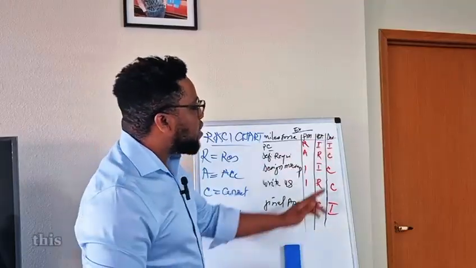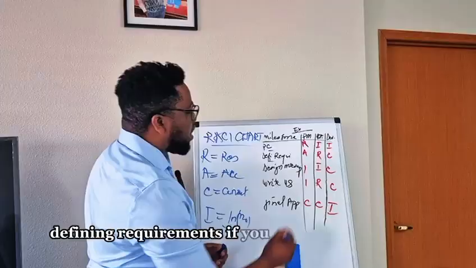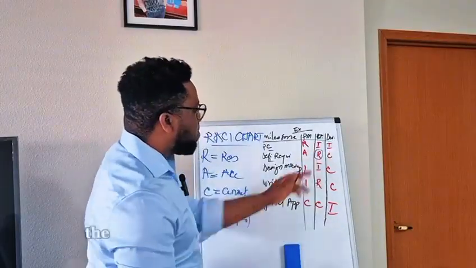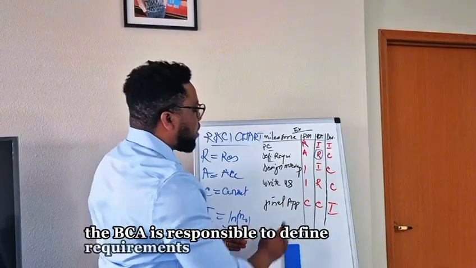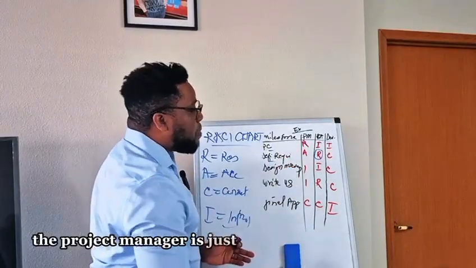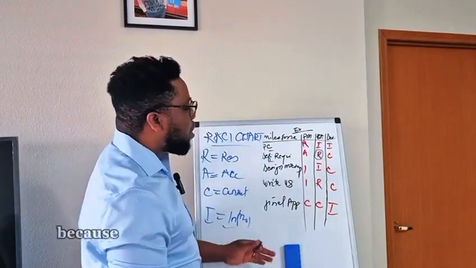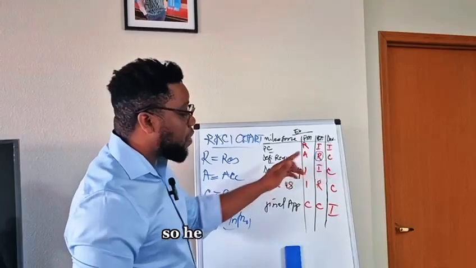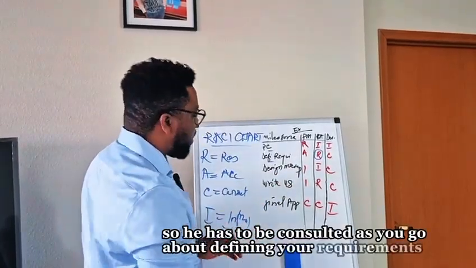The dev guys, this could be your engineer, has to be informed. Defining requirements: if you look here, you will discover that this is the guy that is responsible. The BSA is responsible to define requirements. The project manager is just accountable, and the dev has to be consulted. Why? Because he is like the subject matter expert, so he has to be consulted as you go about defining your requirements.